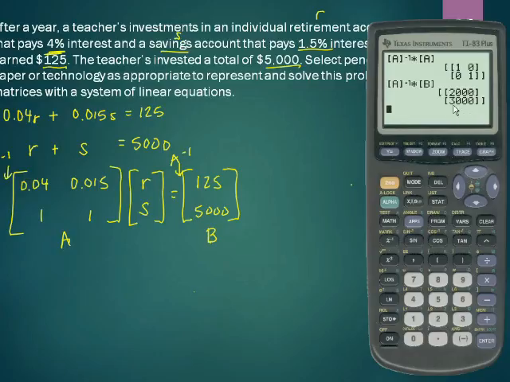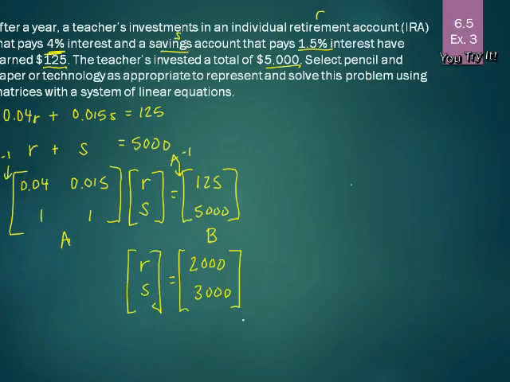And so then our final answer, since matrix A inverse on the left side will just equal the identity when multiplied, we'll just get R, S equals 2,000, 3,000. So basically we then just know that in her retirement account, she put in $2,000 and she put in $3,000 into her savings account. So let's go ahead and summarize our answer.